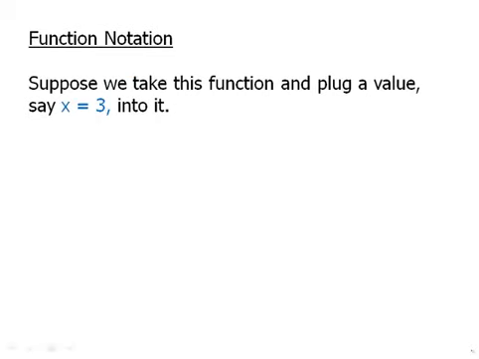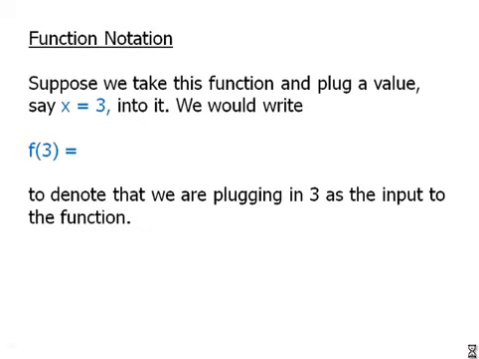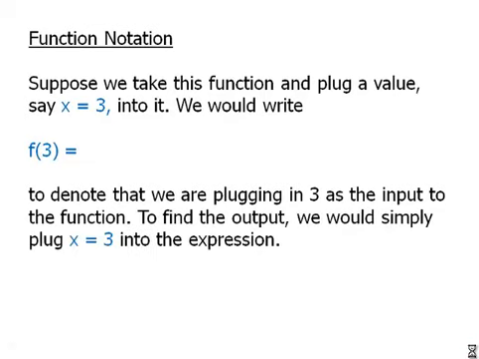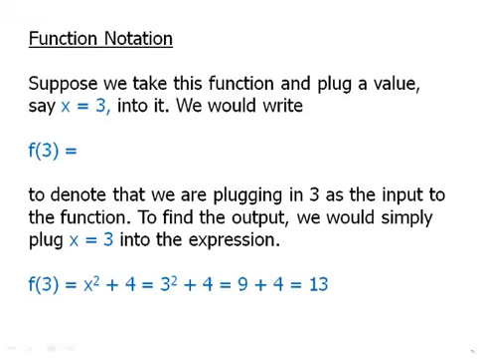Suppose we take this function and plug a value, say x equals 3, into it. We would write f of 3 to denote that we're plugging 3 as the input into the function. To find the output, we'd simply plug x equals 3 into the expression. So f of 3 would equal 3 squared plus 4, 9 plus 4, which is 13. So the input of 3 has an output of 13.